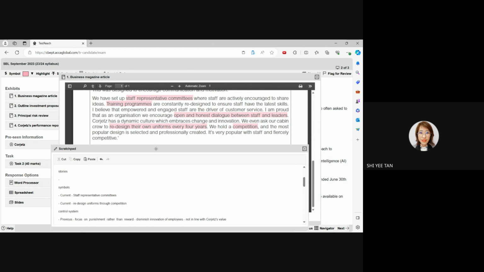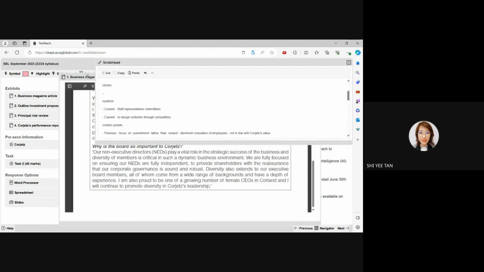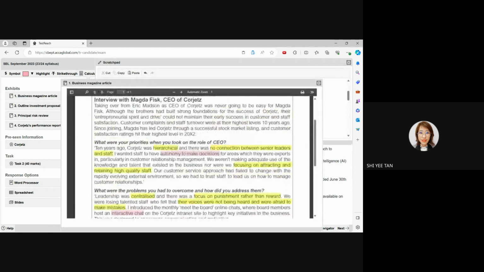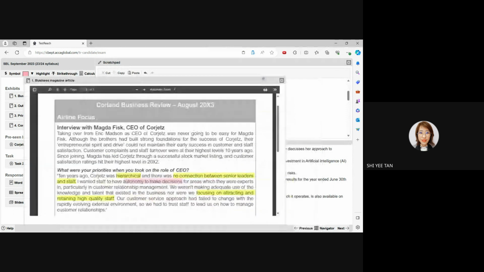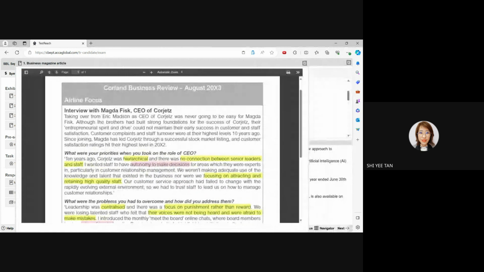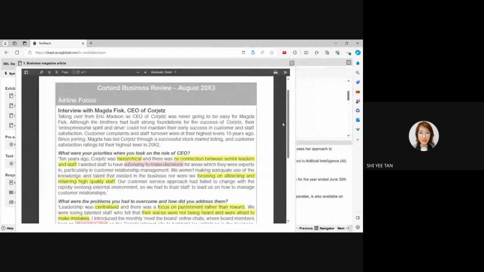Why is the board so important to Corjetz? Okay, the last part. Why is the board so important? Wait. I want to print screen first. Remember to print screen. Okay, let me print screen first. Important. This one very important.